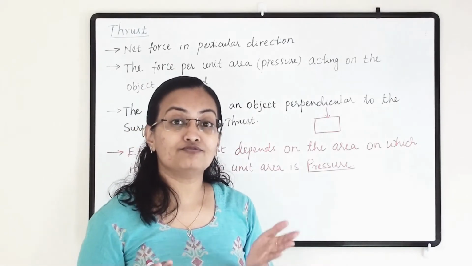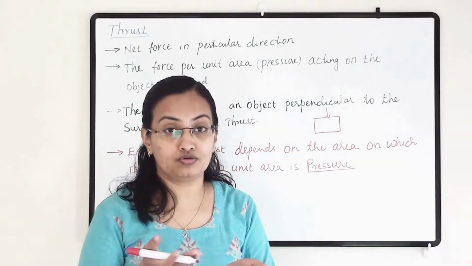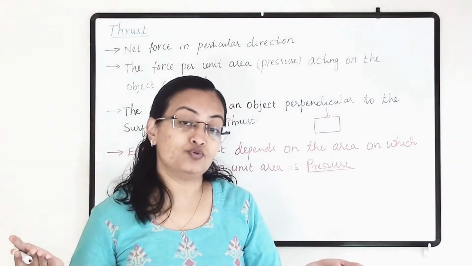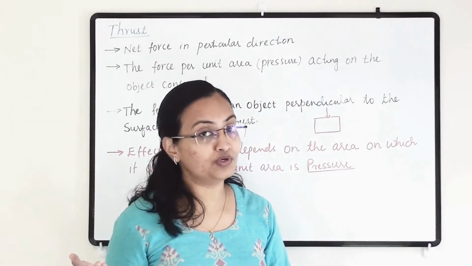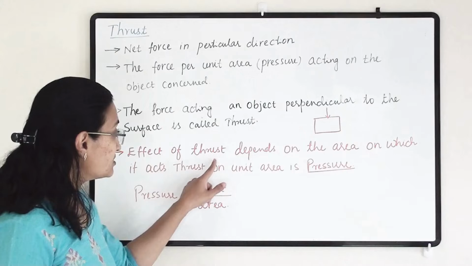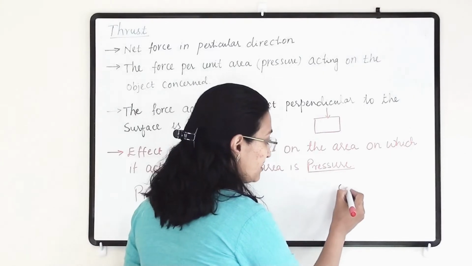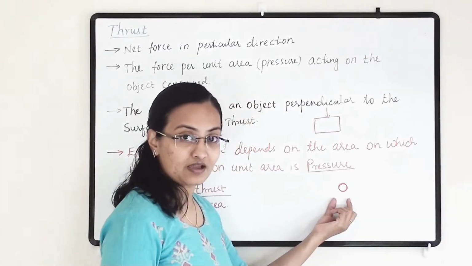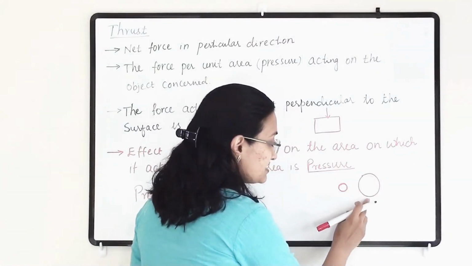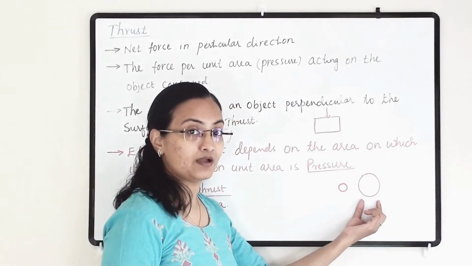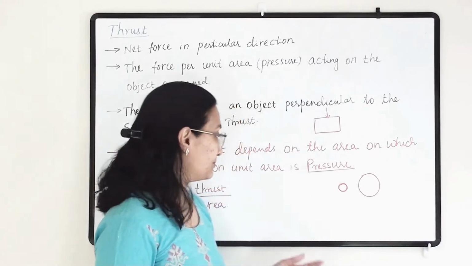Imagine 40 kg of weight on two feet, that much area, versus 40 kg of weight spread over the whole body surface when you are lying down. In that case, the pressure is less when you are lying down, so you will not go down. So the effect of thrust depends on the area on which it acts. Whatever effect you see on a small area will definitely be less when you apply the same pressure on a larger area. As the area widens, the effect of pressure will be lesser.